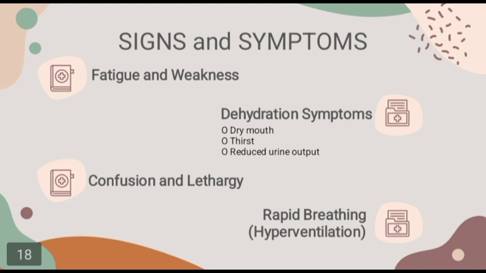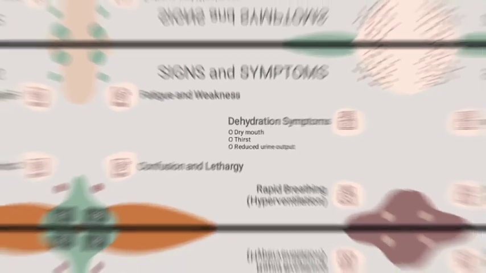So, yung rapid breathing or hyperventilation is yung katawan ng tao may try to compensate for acid-base imbalances by increasing breathing rate para ma-expel yung mga excess na carbon dioxide, so which can make the blood less acidic.